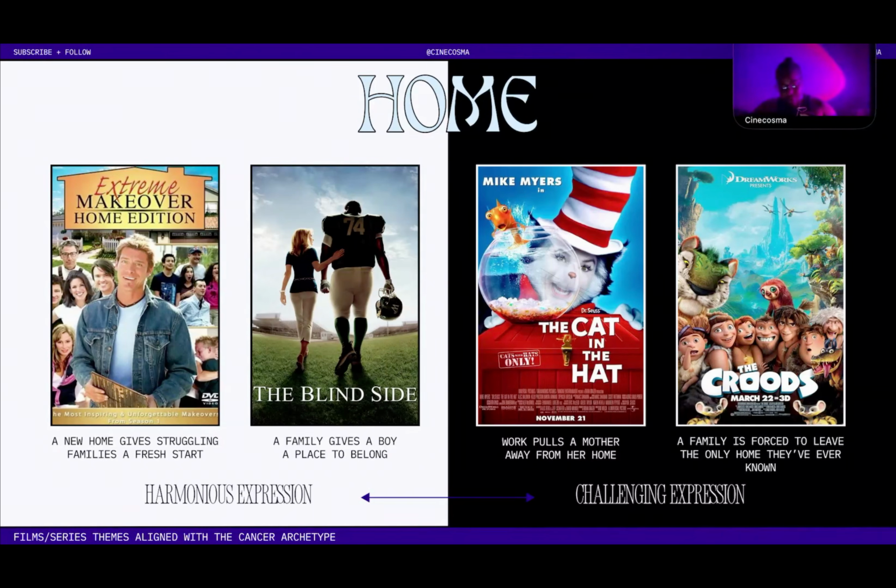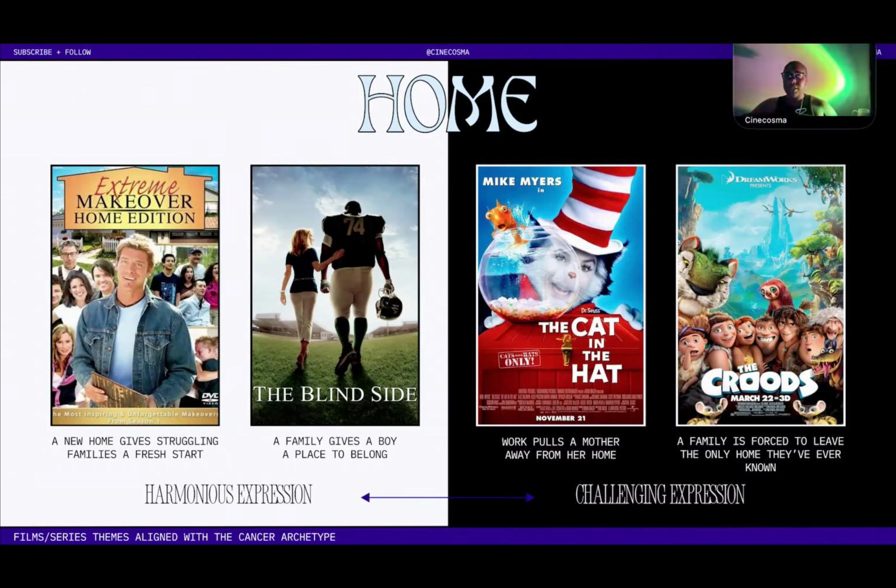So starting with Extreme Makeover Home Edition, this is essentially a TV show. This ran in the early 2000s. I used to watch it. I was a kid when I watched this, and I love this TV show. But it is essentially a TV show where this man seeks out families who are in need of a home, and he builds it for them. And we're essentially watching new homes being built for families that need a fresh start and that are in need of a new home.